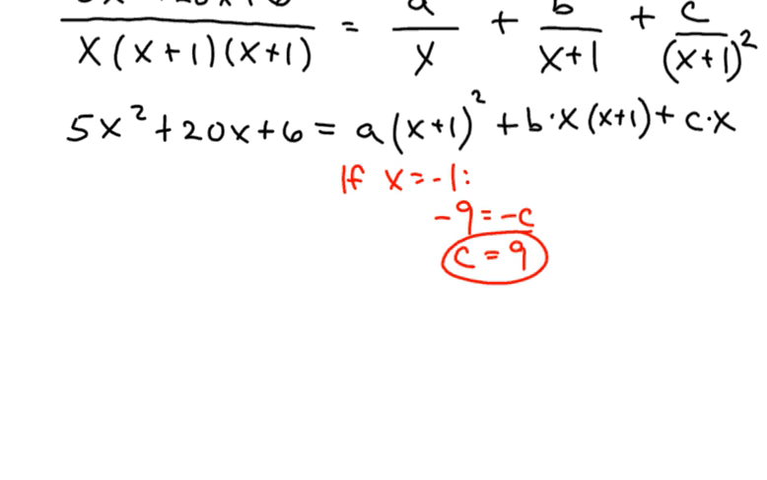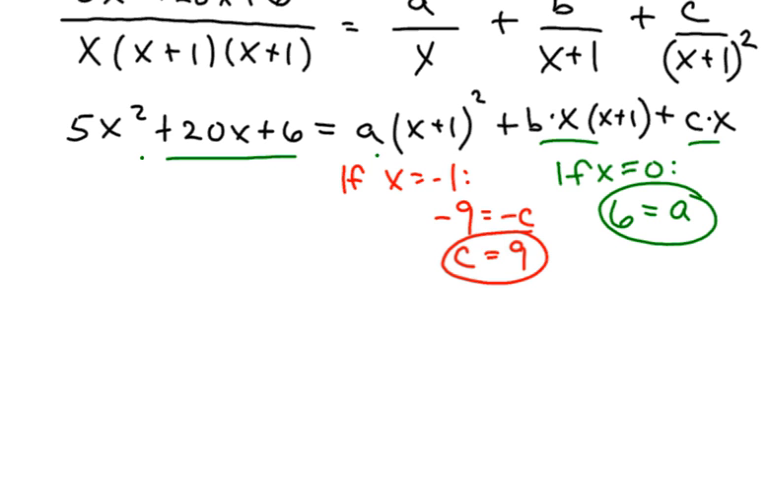Okay, so the next logical thing that I would say is let x be equal to 0. If x equals 0, that would knock out the b term, it would knock out the c term, leaving the a term. So if I plugged in 0, over here on the left, I would get 6 equals just a. All right, so now we have a and b.